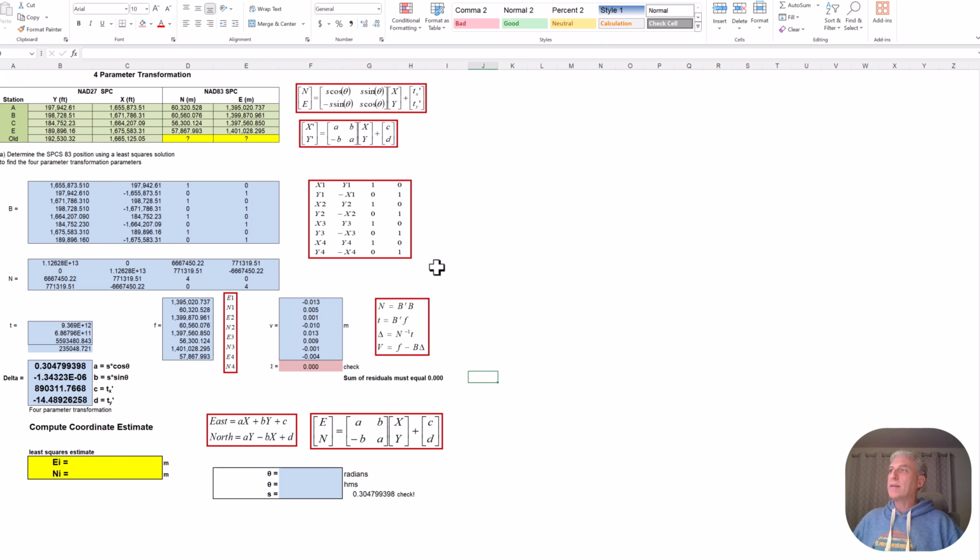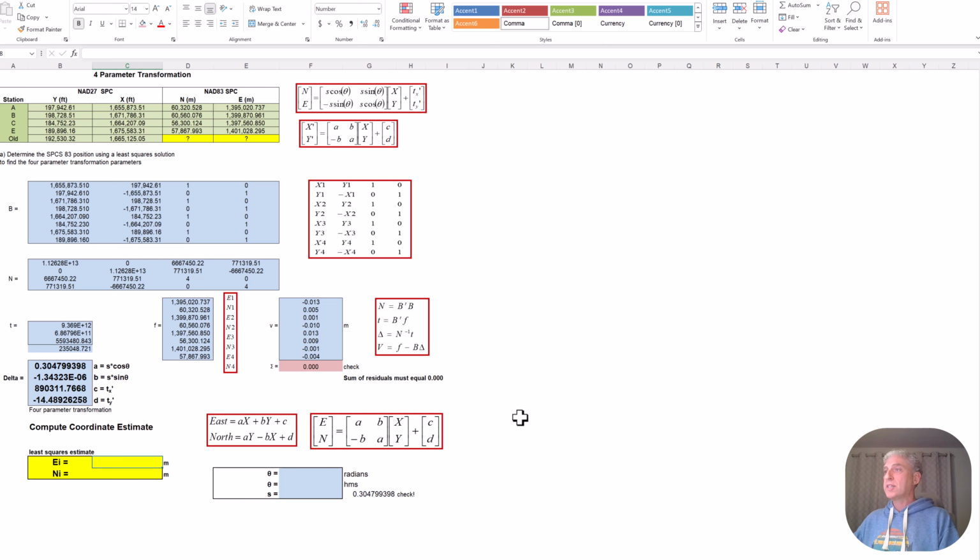Well, if you've done everything correctly, if you remember way back to learning the statistics, when you calculate residuals, the sum of those residuals should be equal to 0. If they're not equal to 0, something's wrong, because residuals cancel each other out. So it's always good to perform that check. So now we have everything we need to get our easting and our northing.